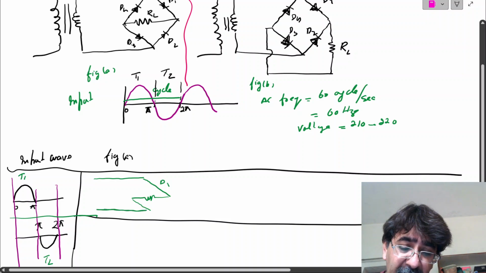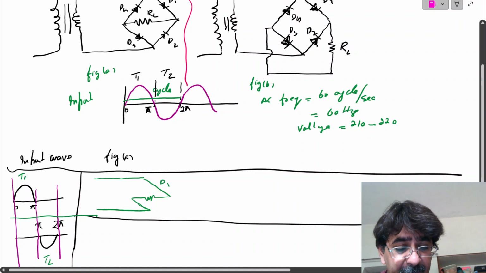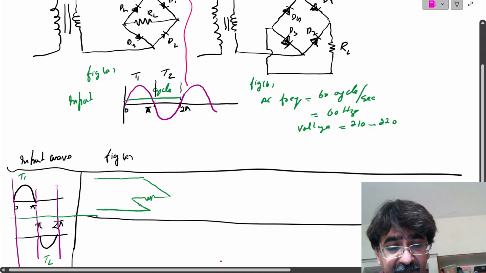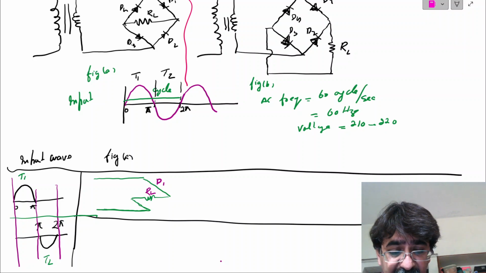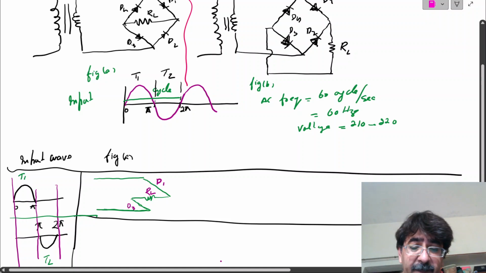Okay, so this will be the equivalent circuit diagram for the input wave that is positive, for 0 to pi. D1, load resistance, and then D3.